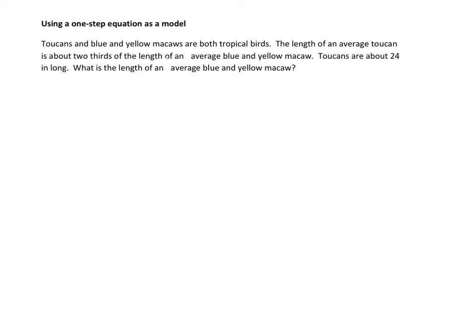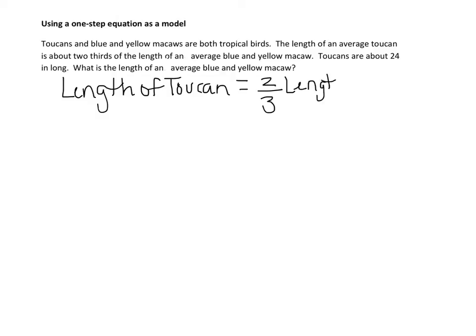So we're going to write step by step what we were given. So starting with the first sentence, it really didn't give us any information to solving the problem. It just told us about the birds. The second sentence tells us that the length of an average toucan is, which means equals, about 2/3 the length of a macaw.